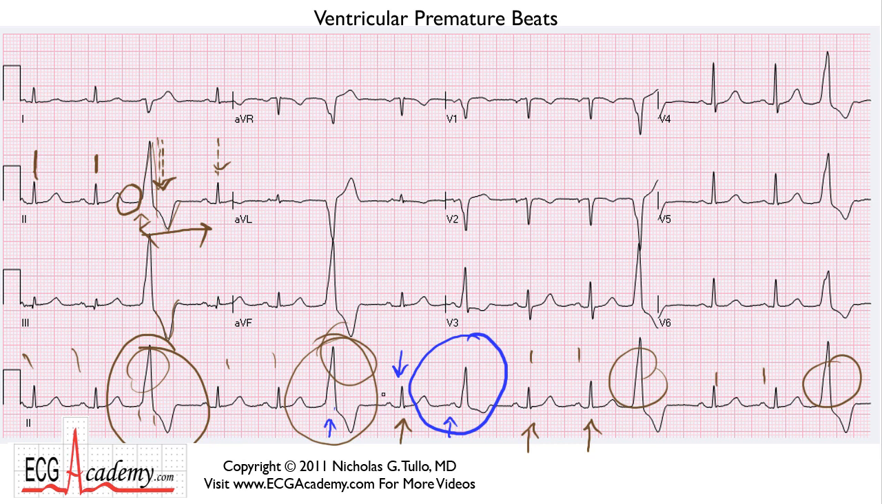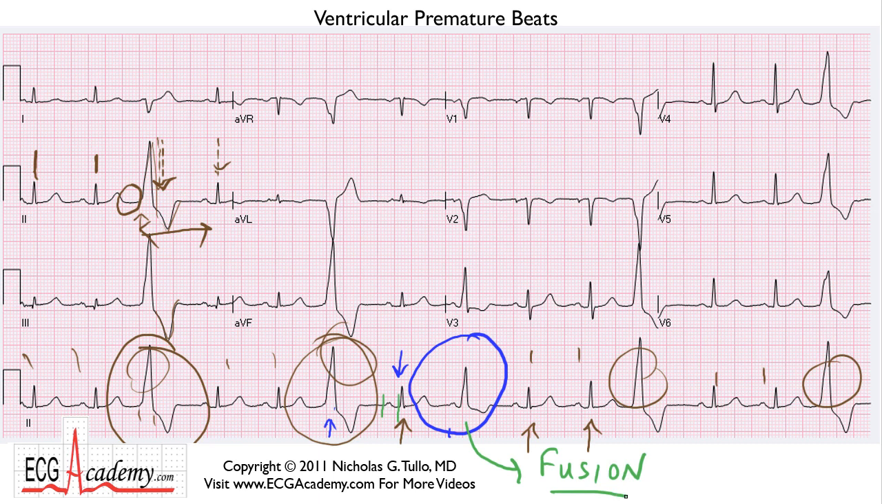The underlying PR interval here is about maybe 180 milliseconds. This PR is significantly shorter. This PR is only about 120 or 150 milliseconds. If you zoom in on that, you probably can make an accurate determination. But this is a very cool beat, and it's known as a fusion beat.